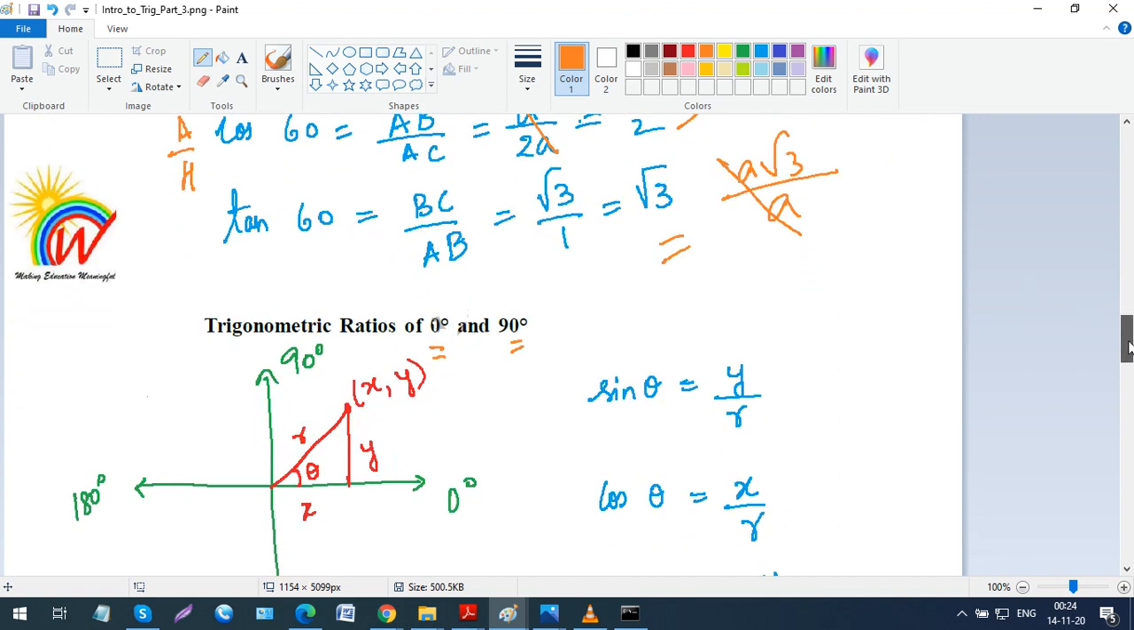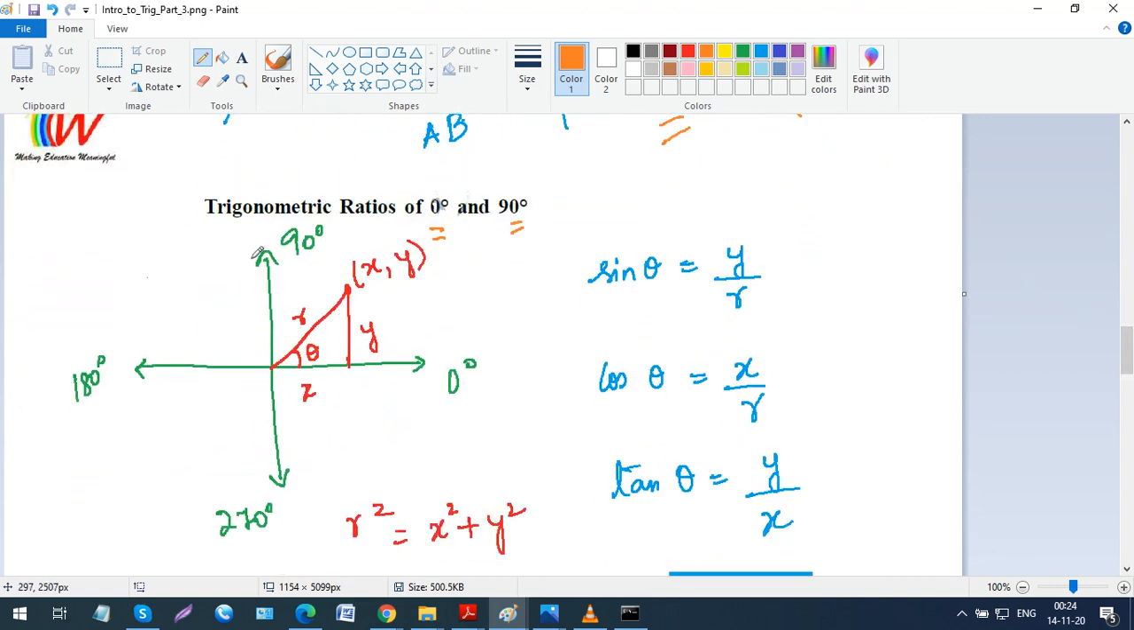Okay, so let us take an x-axis, y-axis. Let us say this is 0 degree. So if I have a triangle, a point over here, this point is x comma y. This is the ray which is rotating actually. If I try to make a triangle out of this, what do I get? This is x and this is y, and r is the hypotenuse. See, r square is equal to x square plus y square.